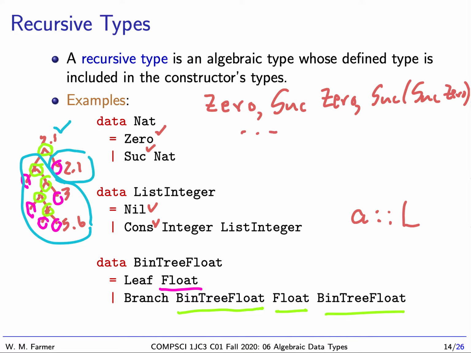Okay, so let me just repeat. We've defined 3 recursive types. The first represents all natural numbers. The second represents all lists of integers. The third represents all binary trees to which float values are attached to the nodes.